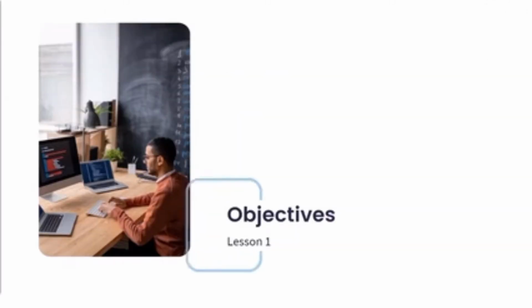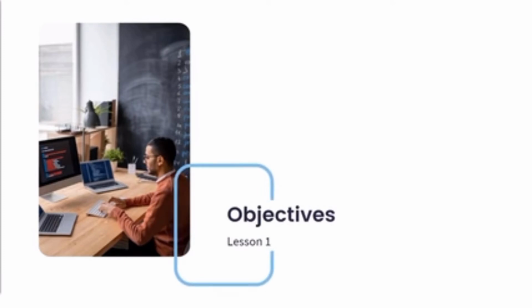Now, the objectives for today's lesson are as follows. First, we'll be exploring JavaScript by unpacking JavaScript as a programming language. We'll have an overview of JavaScript, and we'll also have a look at some of the pros and cons when it comes to using JavaScript as a programming language for web development.